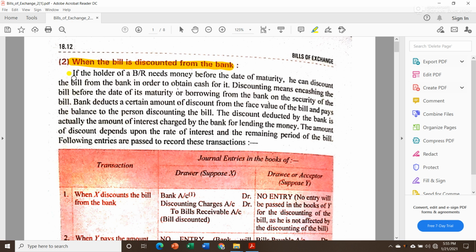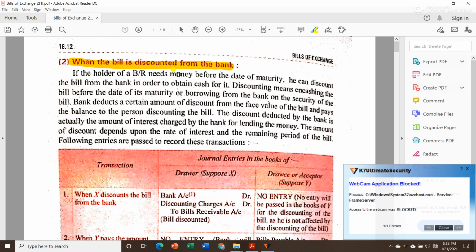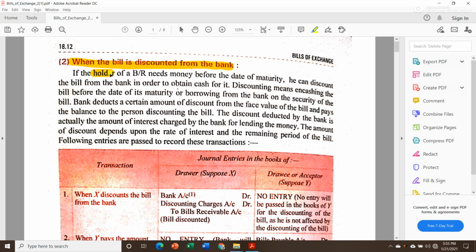Now let us see. If the holder of a bill receivable needs money before the date of maturity. Now see here, it is said holder of a bill receivable, which means it doesn't matter who is the holder of the bill receivable. It can be either a drawer or a third party. So anyone who is holding a bill receivable can discount that bill from the bank.